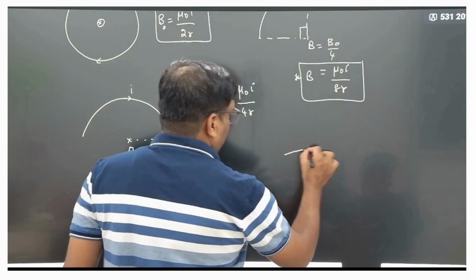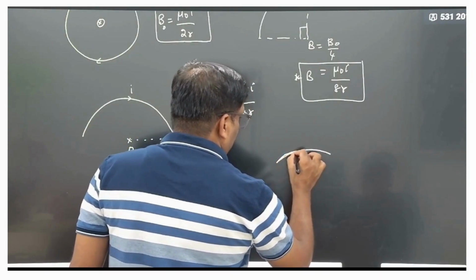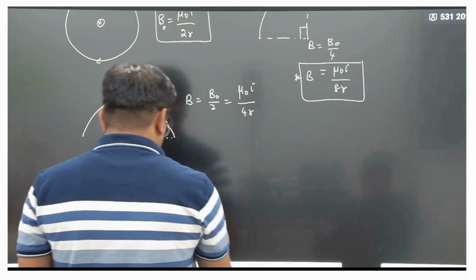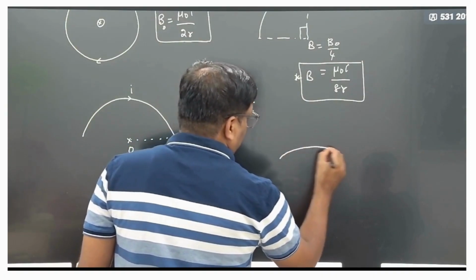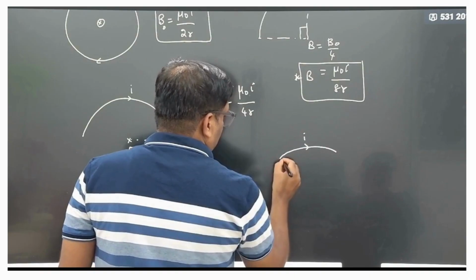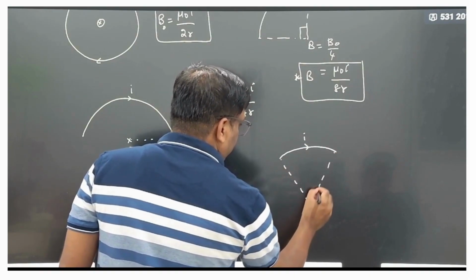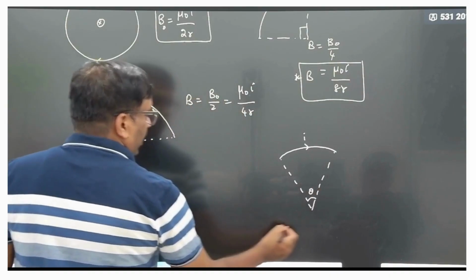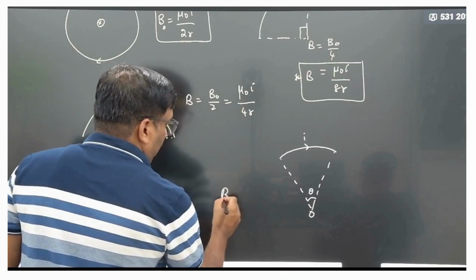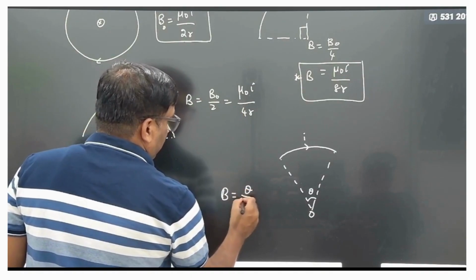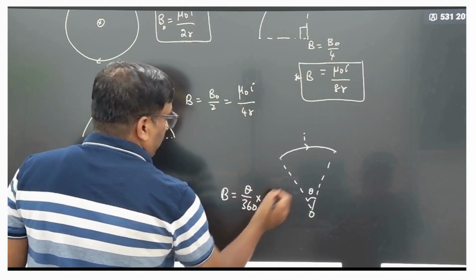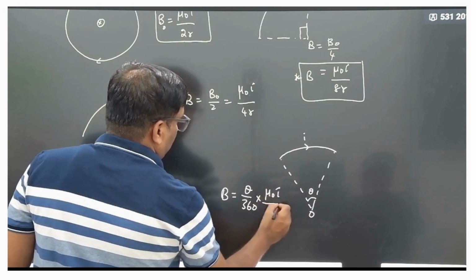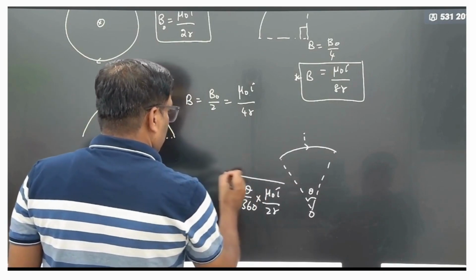Therefore, suppose one part is there. This is important. All the formulas you can get by using this one. Let us see. So one small part is there, this is one part, current is I. So the magnetic field here, it is theta. How to do it now? The magnetic field at this point is nothing but theta by 360 into the magnetic field due to the complete circle. Therefore mu naught into I by 2r. So you can use this formula.